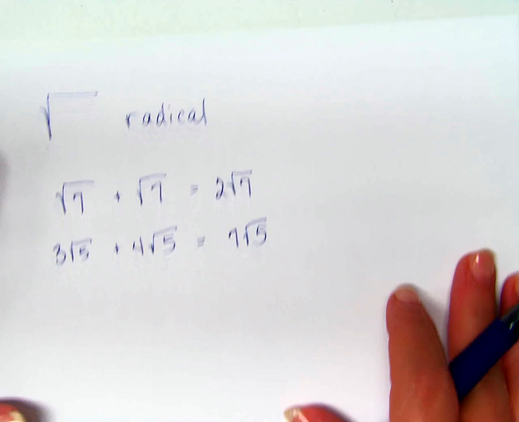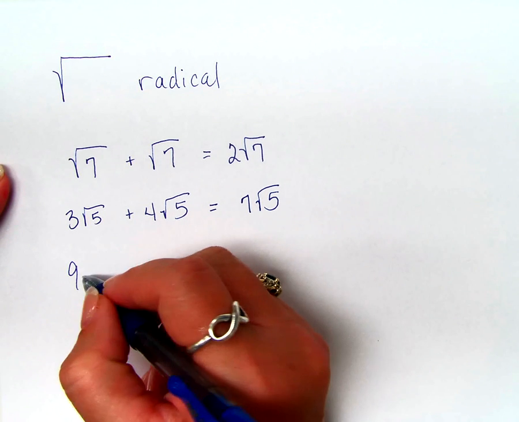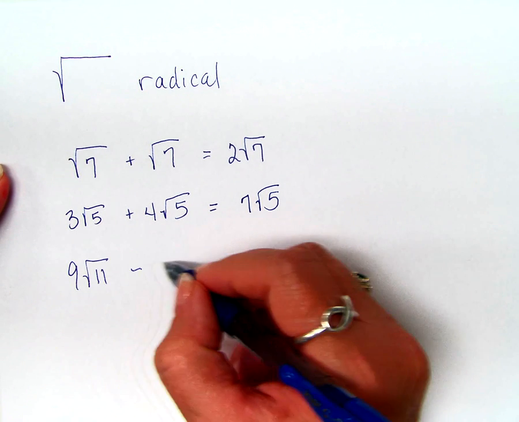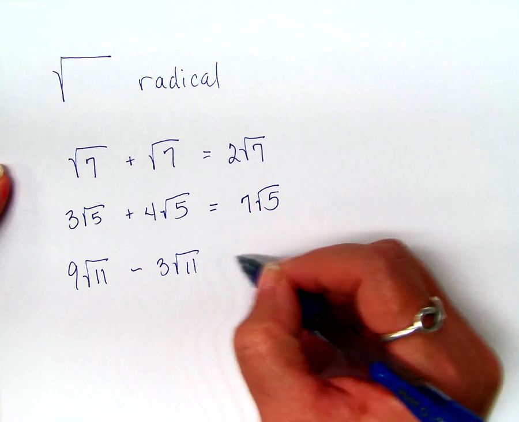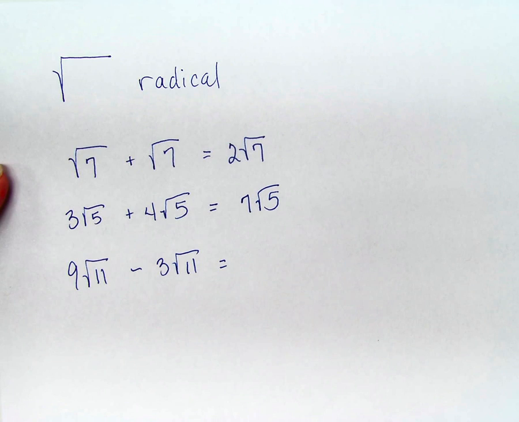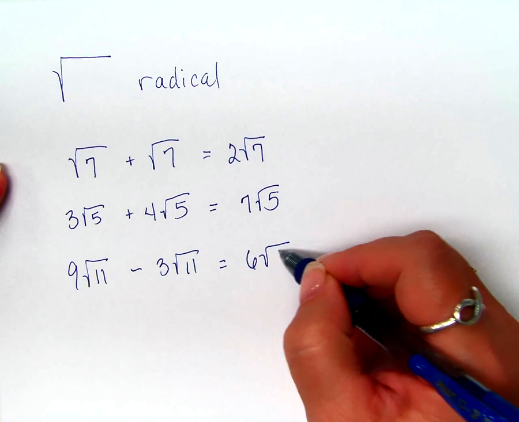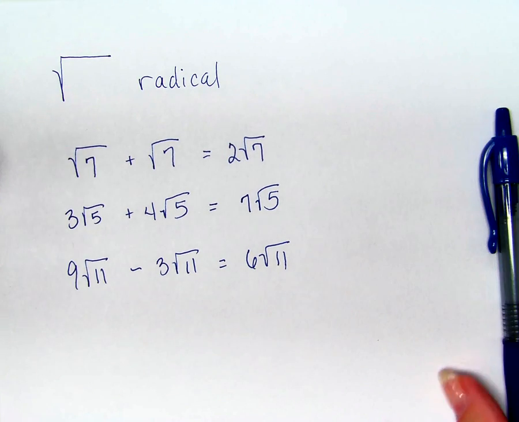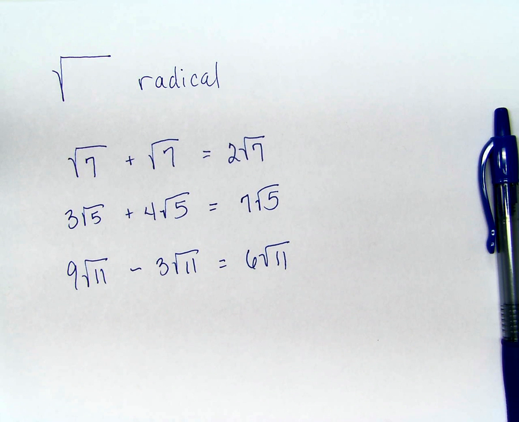When I'm adding, let me do one more. 9 square roots of 11 minus 3 square roots of 11. Yeah, that's exactly right. 6 square roots of 11. Does it make sense that when I add and subtract, I wouldn't mess with the root signs at all? I said to you a minute ago, do you know what the square root of 7 is? You don't, do you? Guess what? Neither do I. We could probably figure it out kind of close. It's not something we need to know right now, though, right?